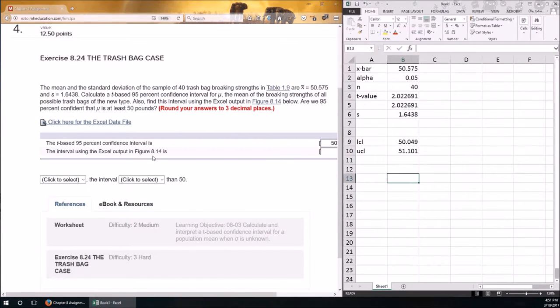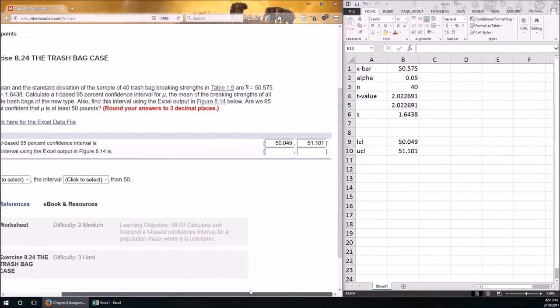Let's double check. 8.15 is Excel output for exercise 8.24, the trash bag case, which matches what we have here. Whereas 8.14 is for exercise 8.21, which is chemical yield, which is not here. So be aware that this should be 8.15. So 8.15, we have a confidence level and we have the mean. The mean is 50.575, and we subtract off that confidence level of 0.5257. That will give the lower confidence limit.